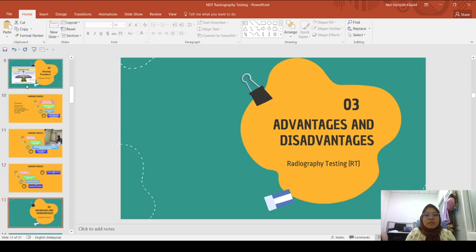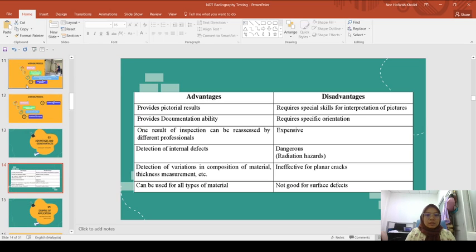Advantages and disadvantages in using radiography testing. Radiography testing will provide pictorial result and documentation ability. The result of the inspection can be reassessed by different professionals, detection of internal defects, and also variance in composition of materials, thickness measurement, etc. It also can be used for all types of material.